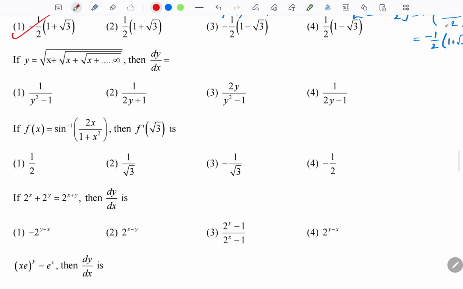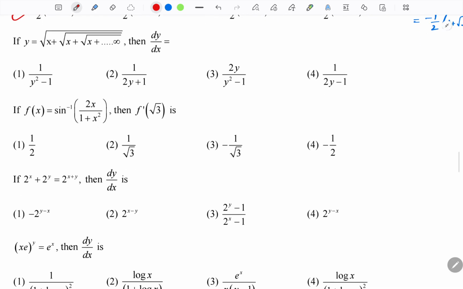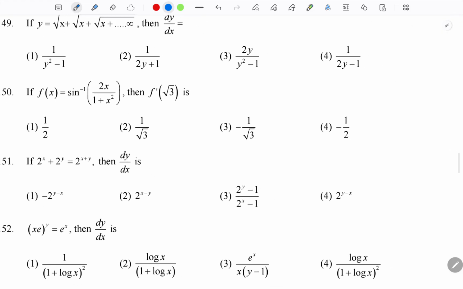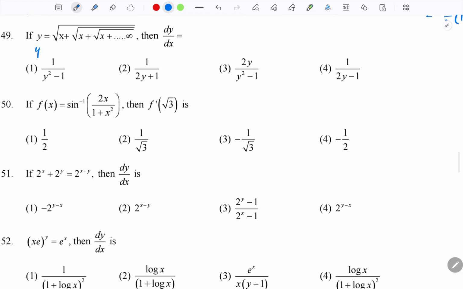Next one, it's a very very easy question, right? So how to do this question? y equal to this one. Observe, whatever this expression is there, it is nothing but y, right? What is the y form here? Under root of x plus y. So I will consider this full form as y, then take the derivative and we will get the answer. I will write this as y equal to under root of x plus y.